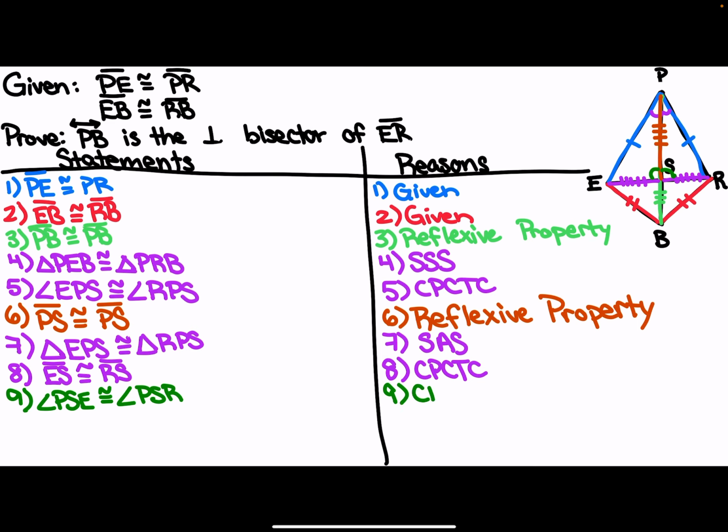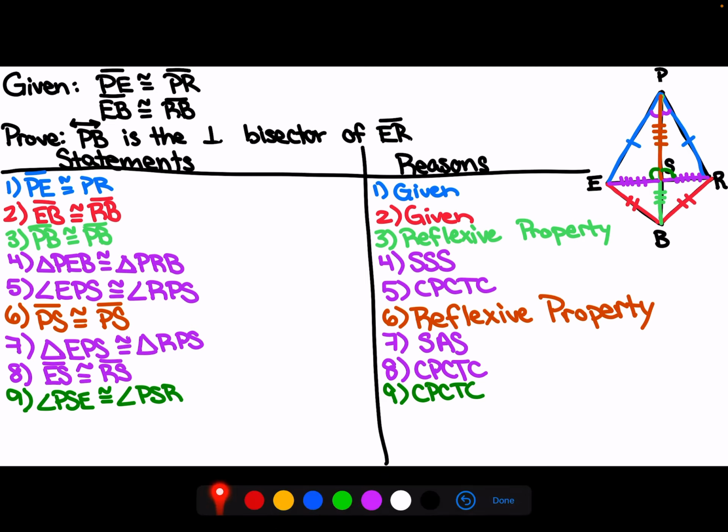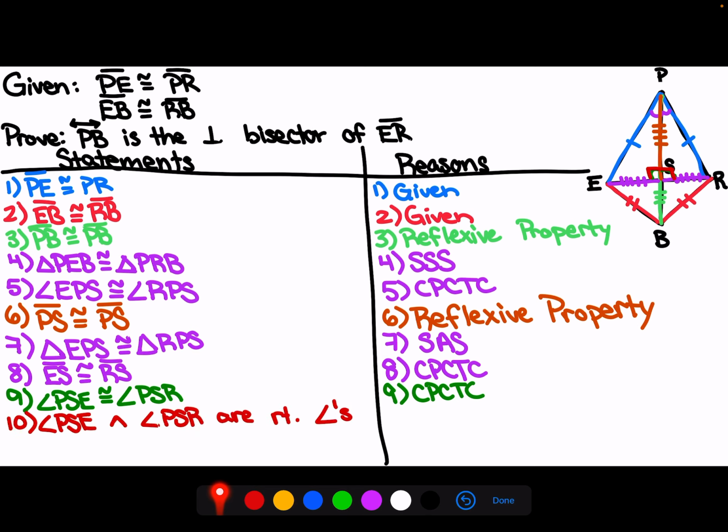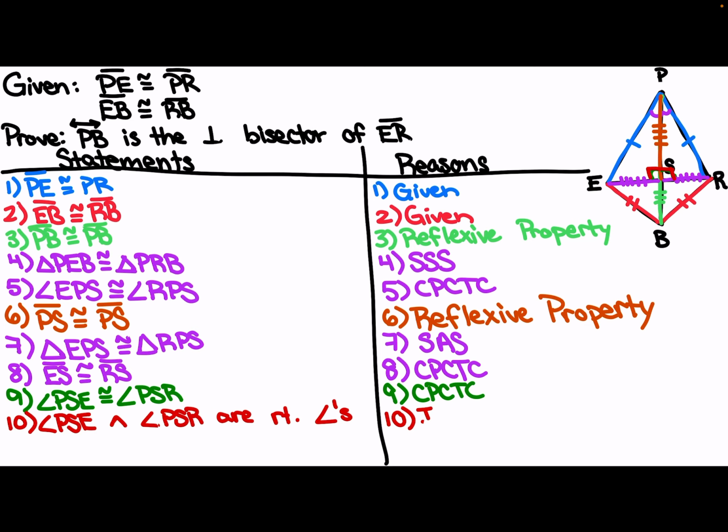Now, if these angles are congruent, which we just showed, and they're supplementary, which makes sense because they form a straight line, then I can say that they are right angles. So angle PSE and angle PSR are right angles, because if two angles are both congruent and supplementary, then they are right angles.